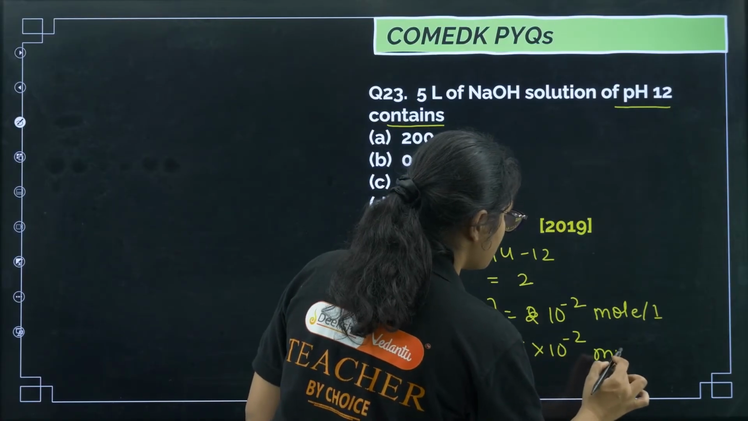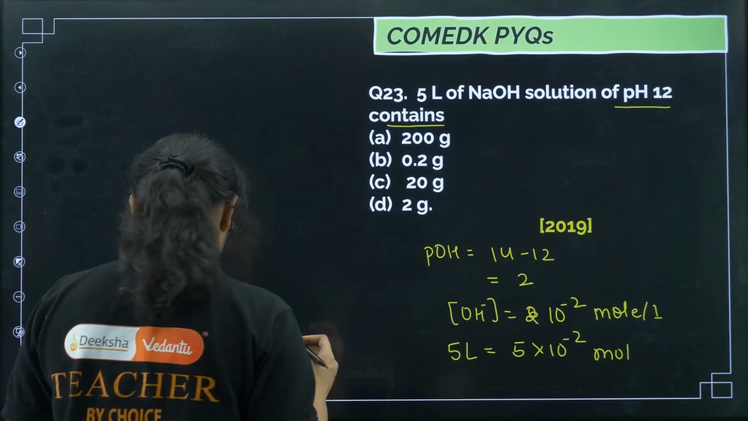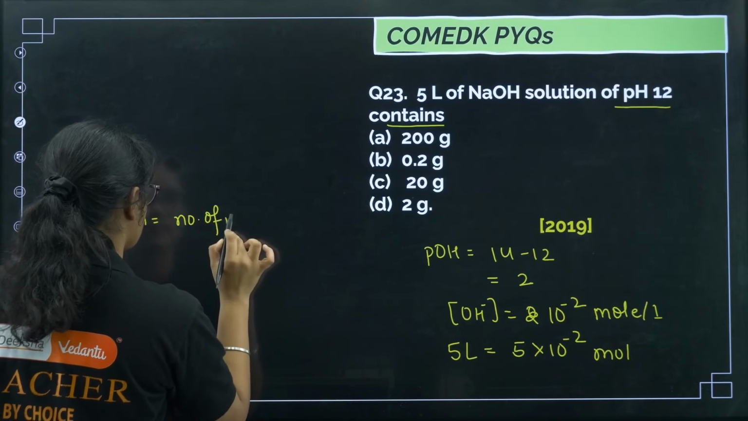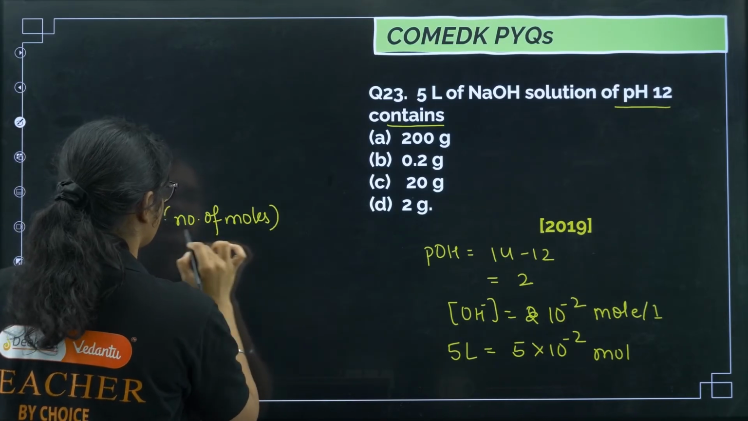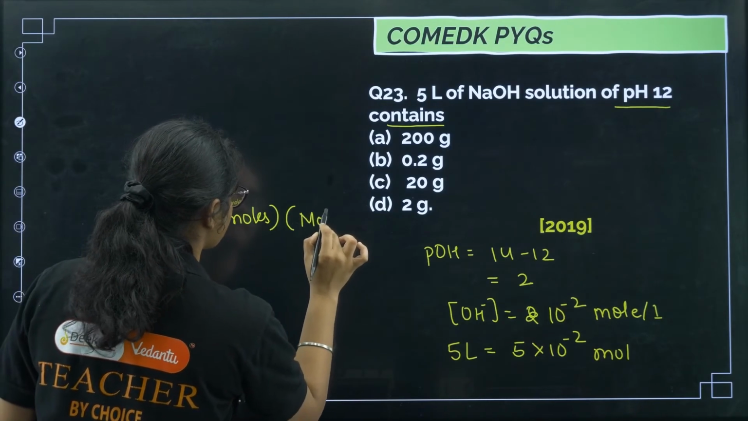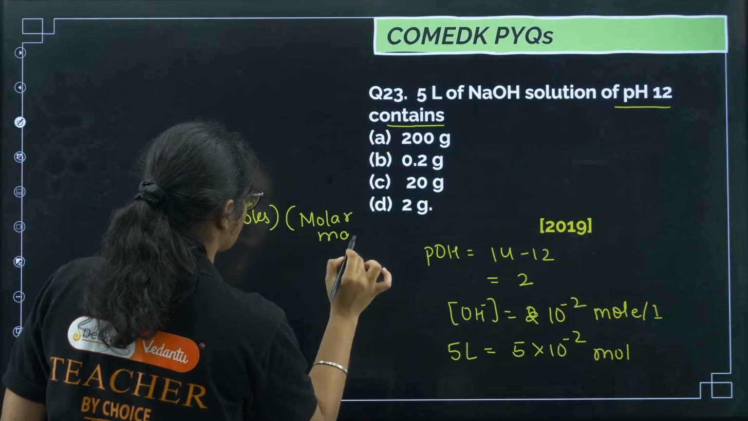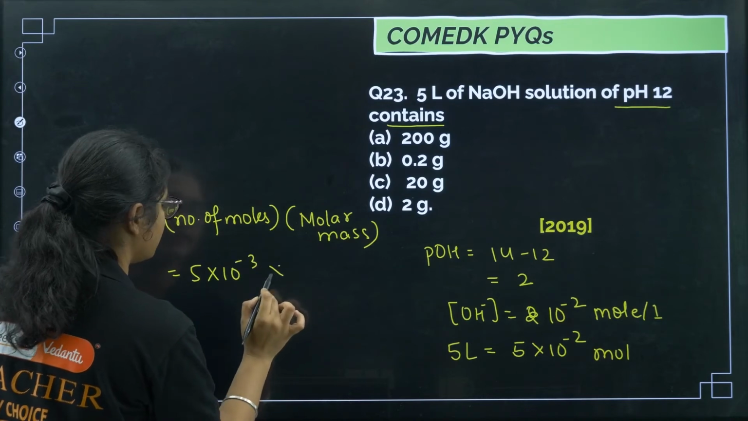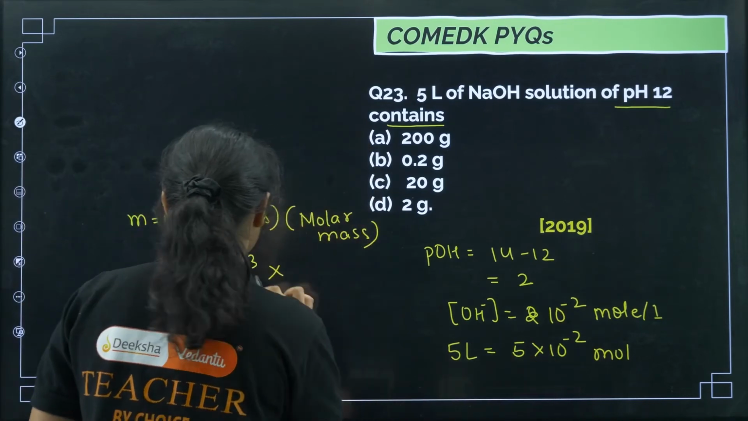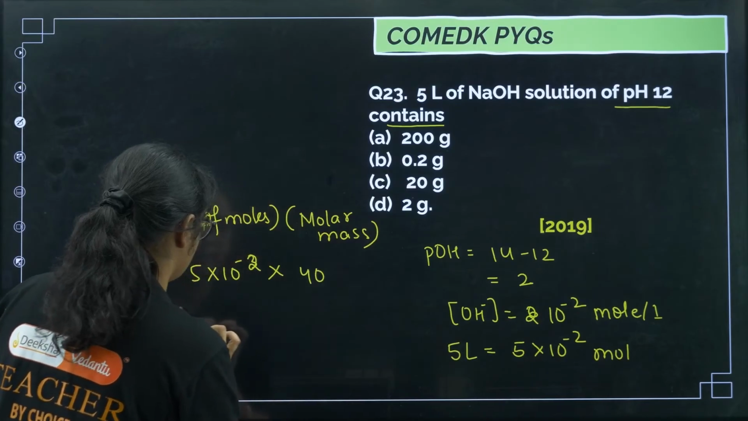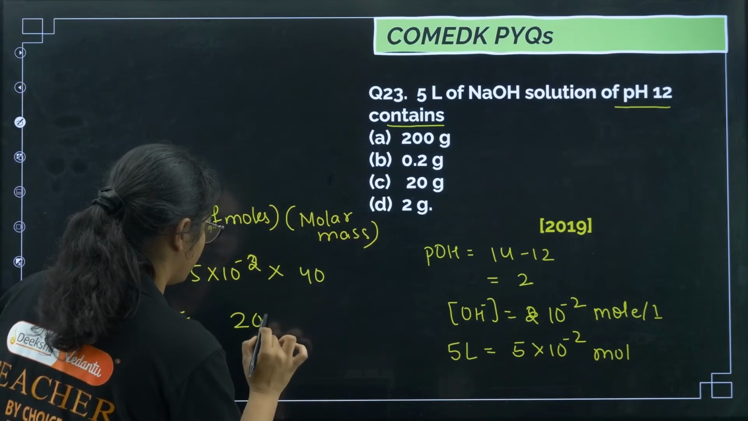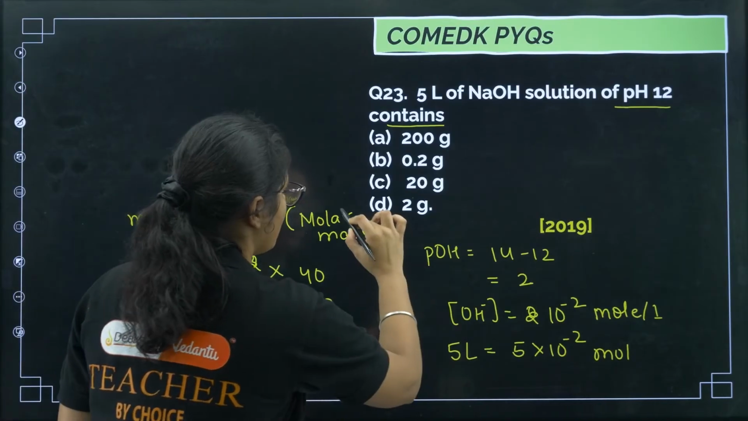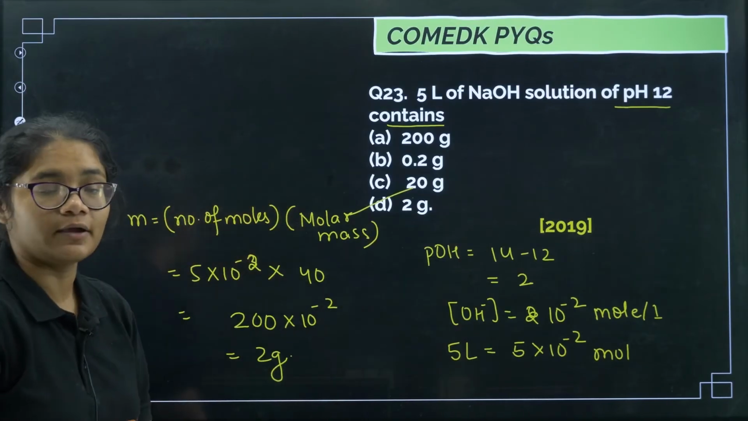Okay, moles. Now if I want to calculate the mass, mass is what? Number of moles into molar mass, right? So that is equal to 5 into 10 to the power of minus 2 into 40. So 5 4s are 20, into 10 to the power of minus 2, and that is 2 grams. Okay, option number D is the correct answer here.